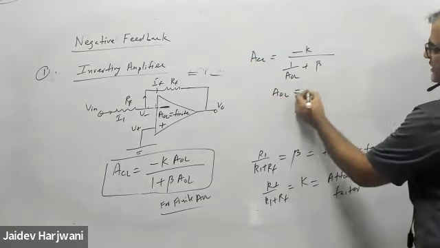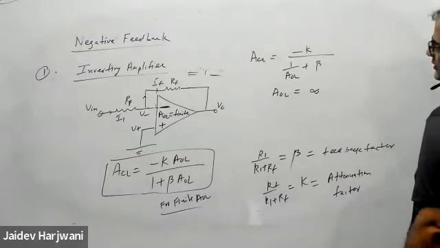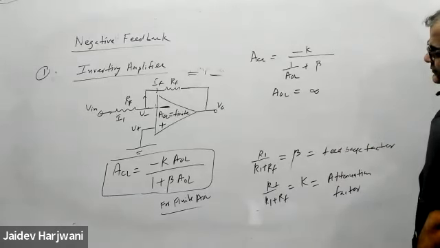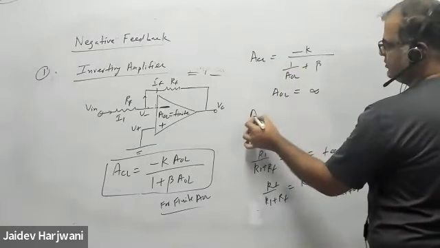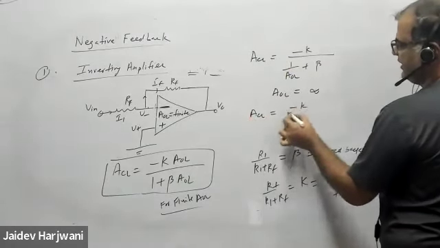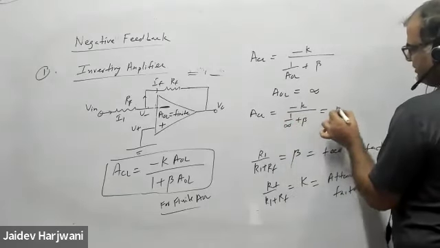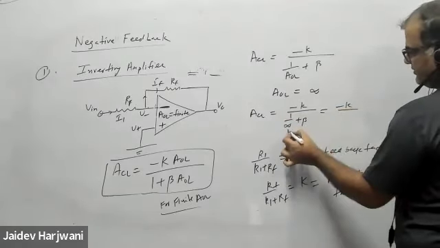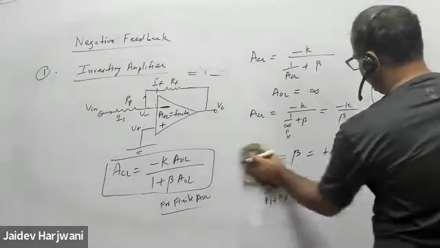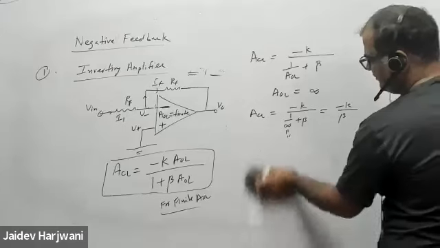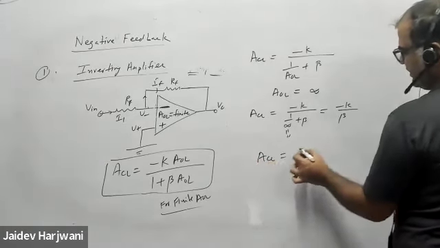If I put AOL is infinite, then this term will become zero. So closed loop gain again will become minus K upon 1 by infinite plus beta. So this becomes minus K, this term will become zero, so this is minus K by beta. Okay. And I'll put the value of K and beta. See what formula is coming. So closed loop gain will become minus K.